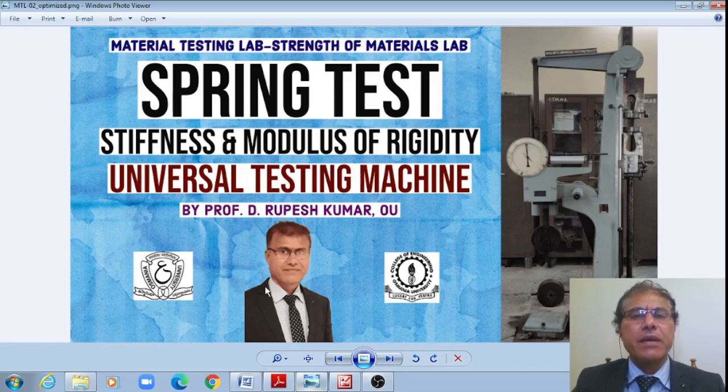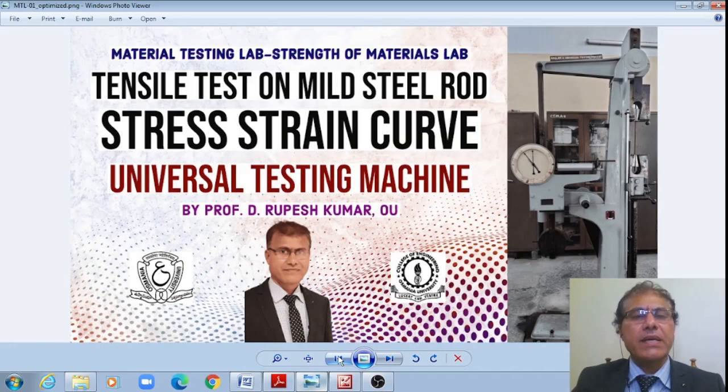In today's class, we shall see the spring test, wherein we will try to find out the stiffness and modulus of rigidity using the AMSA's universal testing machine. In the previous class, we have seen how to conduct the tensile test on the mild steel rod to establish the stress strain characteristics using the same AMSA's universal testing machine.